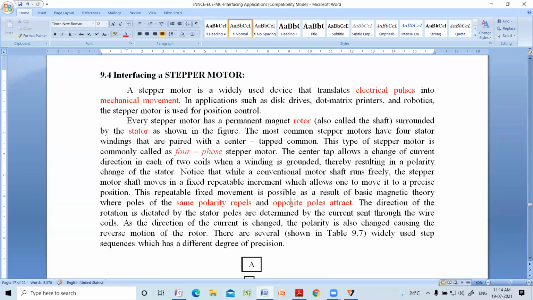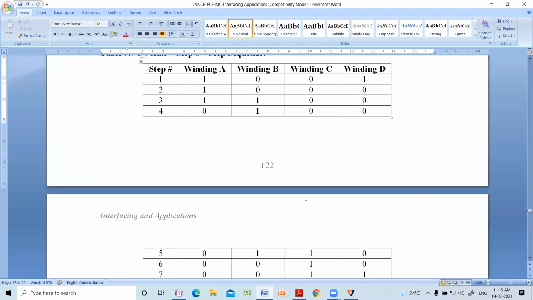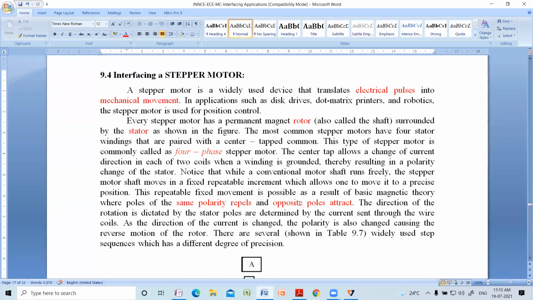A stepper motor is a widely used device that translates electrical pulses into mechanical movement. So what are the applications of stepper motor? It is normally used in disk drives, dot matrix printers, robotics. This is used for position control. Next question: how is a stepper motor made up?